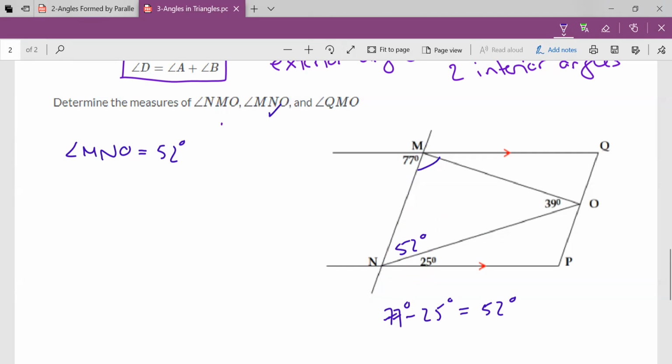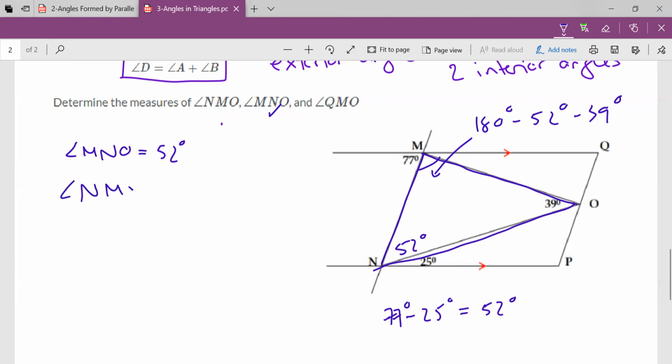Well, what I notice here is I see a triangle. Oh, that's cool. And what do I know about the angles in a triangle? They have to add up to 180. So this angle here is 180 minus the other two angles. And that sounds like 99? No, 89. That's 89 degrees. So angle NMO is equal to 89.